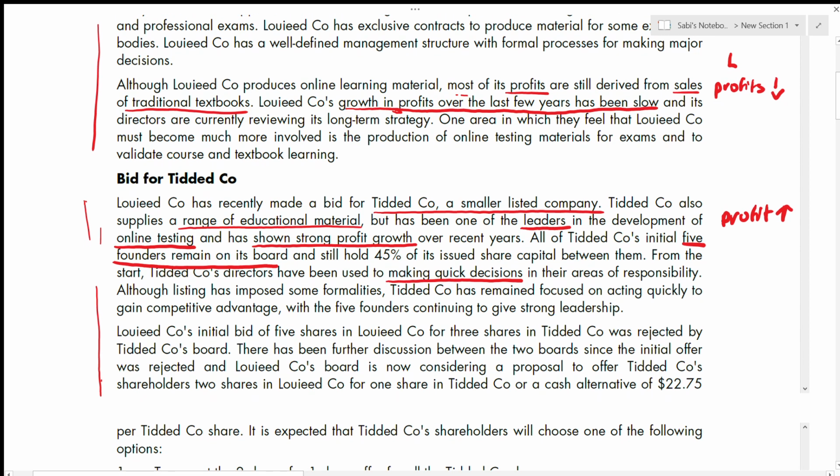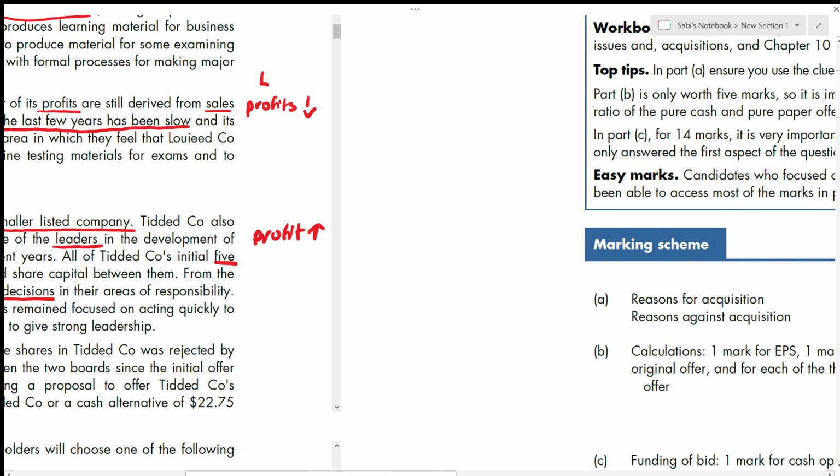Now, when you go to the next, just by reading one line itself, I know it's not needed for my advantages and disadvantages. Lloyd Company's initial bid of 5 shares in Louieed for 3 shares in TED was rejected by Louieed Company's board. So all this will be in your part B, where you have to calculate the PE ratio of the initial and the proposed offers. So this is not needed for advantages and disadvantages. With this much information, you can answer the advantages and disadvantages. I will take you to the answer quickly. Before that, go through this.